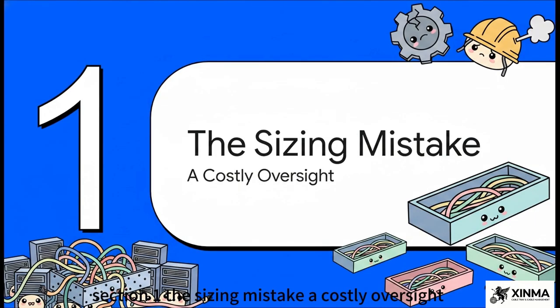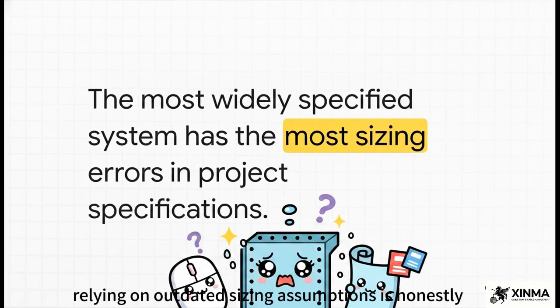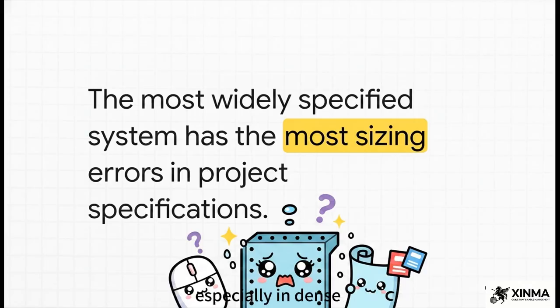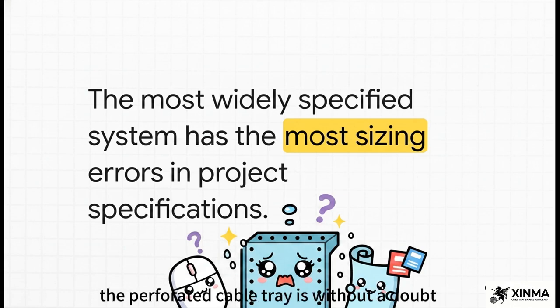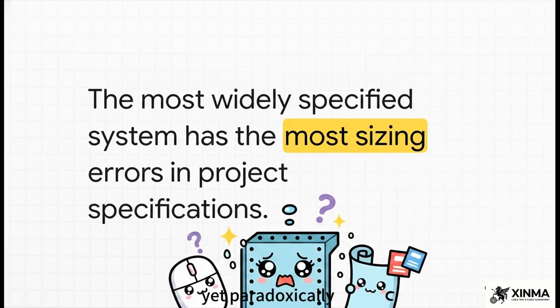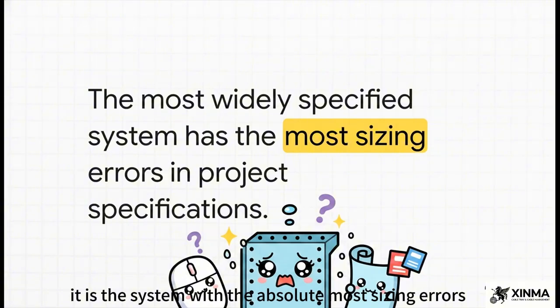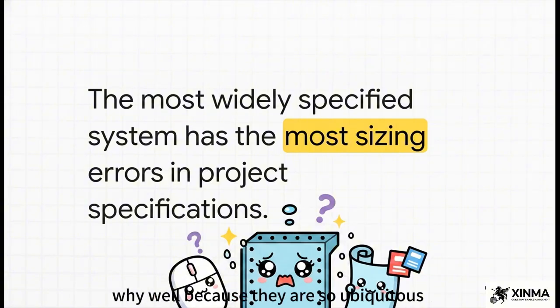Section 1. The sizing mistake, a costly oversight. Okay, let's dive into this. Relying on outdated sizing assumptions is honestly a silent project killer, especially in dense, high-stakes environments like modern data centers. The perforated cable tray is, without a doubt, the most widely specified cable management system in construction today. Yet, paradoxically, it is the system with the absolute most sizing errors. Why? Well, because they are so ubiquitous, there's this really dangerous tendency to just copy and paste older specs into new 2026 blueprints without actually running the numbers for modern cable densities.